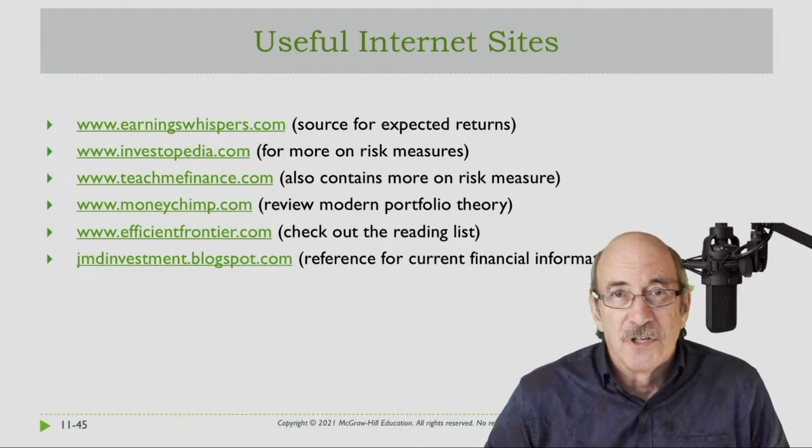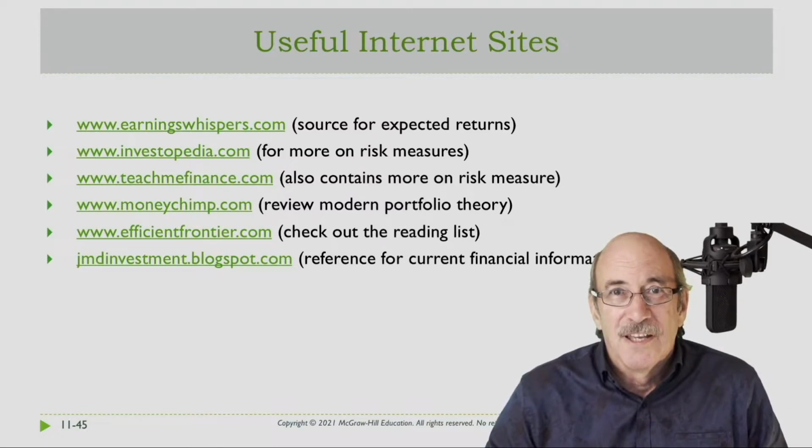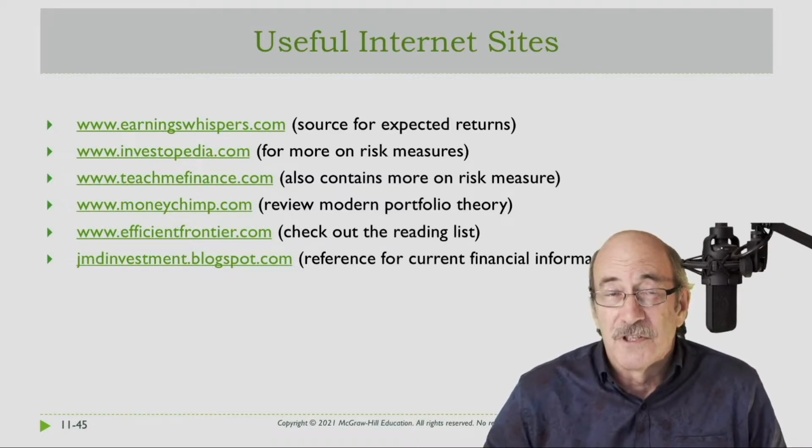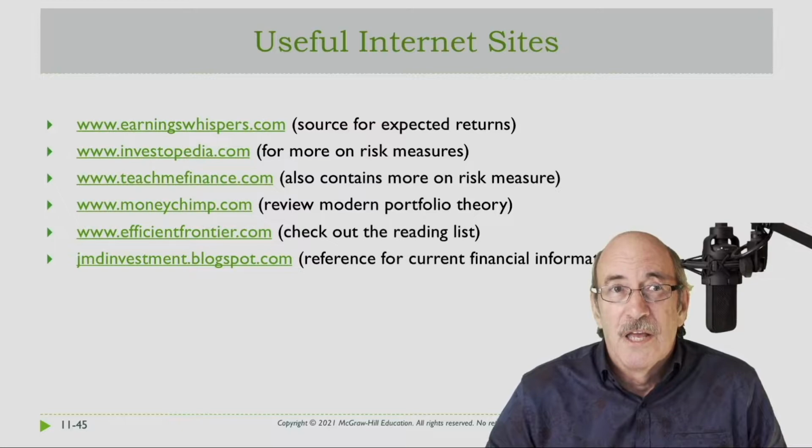Here's the other reason to go past 20 is that these variances that we've been talking about and these correlations that we've been talking about, theory assumes that they are constant over time.